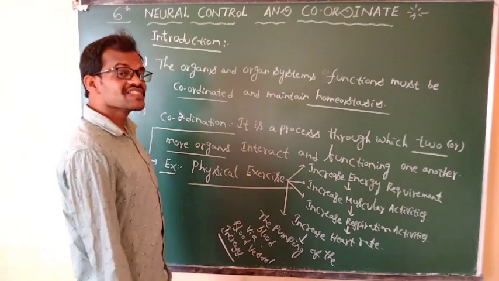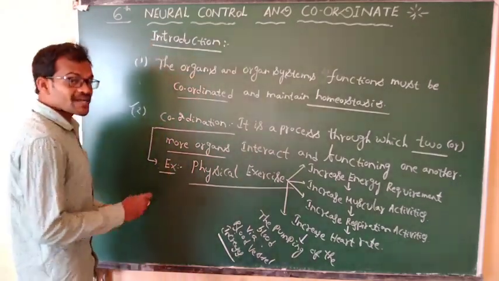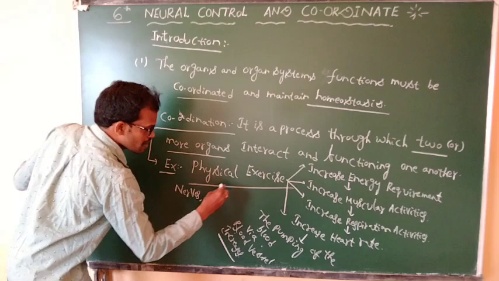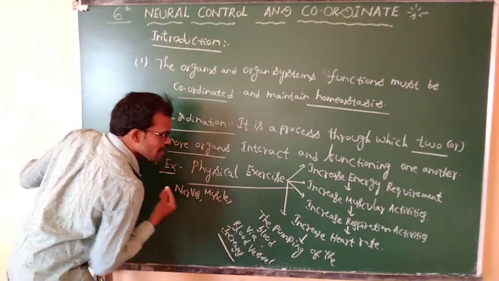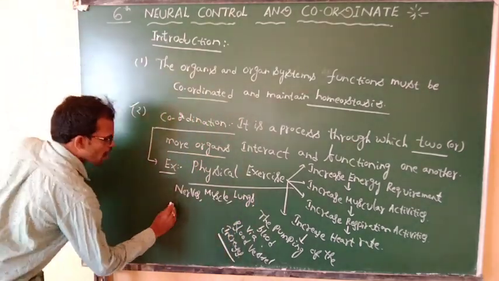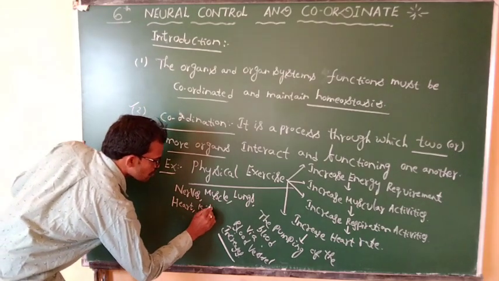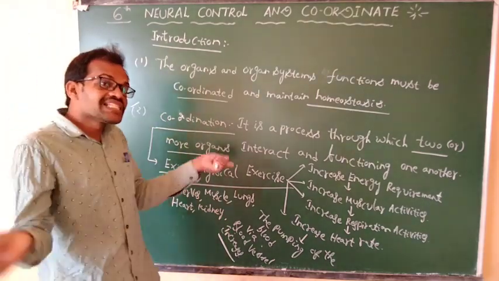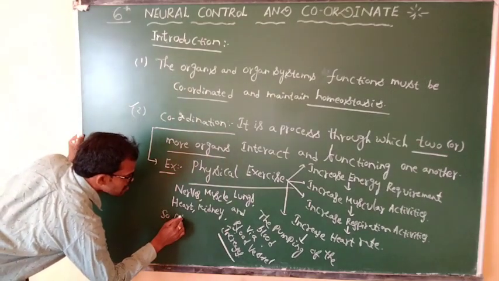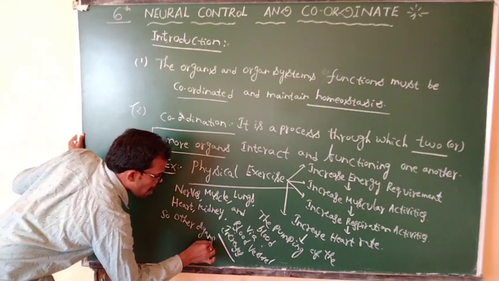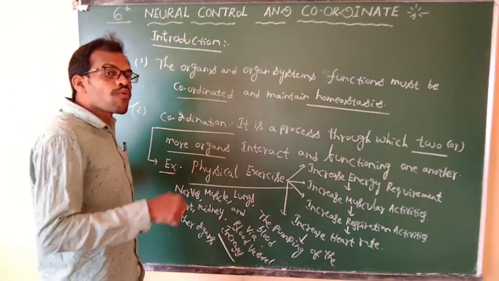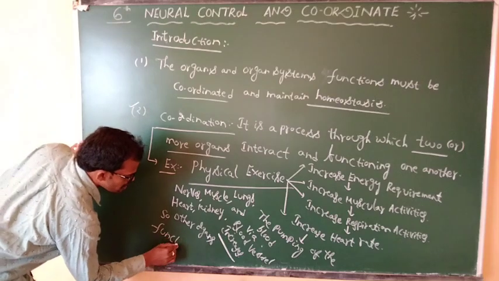During physical exercise, what systems are involved? The nervous system, the neurons, are involved, and also muscles are involved. Lungs are involved, the heart is also involved, the kidney is also involved, and other organs also. The functions of other organs are involved.